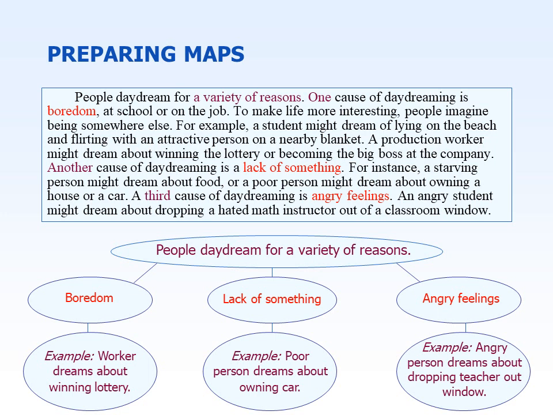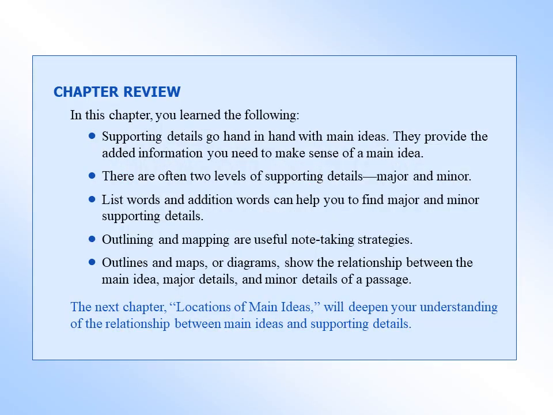So if we look back and we see the words, for example, a student might dream of lying on the beach, the for example tells you that's probably going to be a minor detail. And the same thing with, for instance, a starving person might dream about food. That's going to be a minor detail. So most of the time, if you see that, think minor detail. Okay. This chapter was about supporting details, both major and minor.